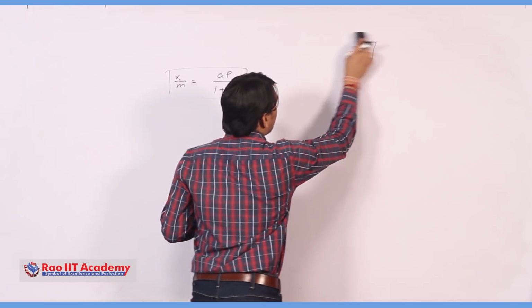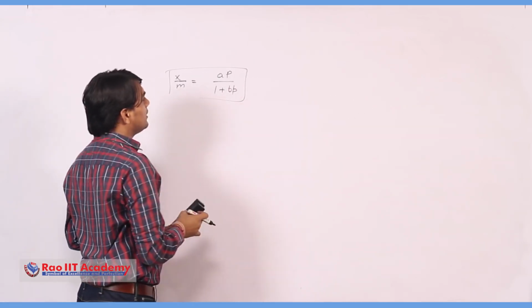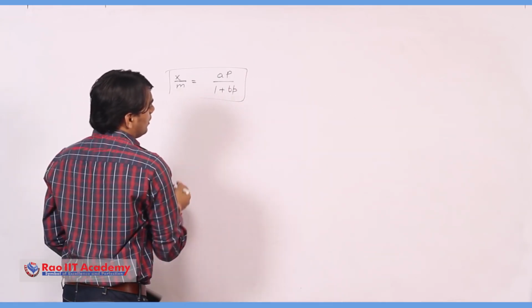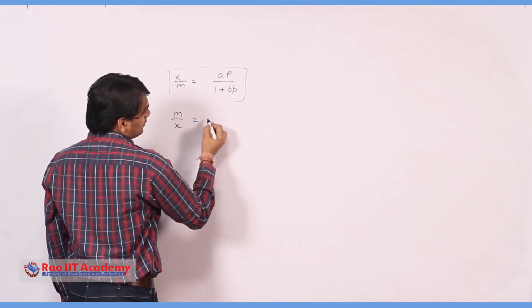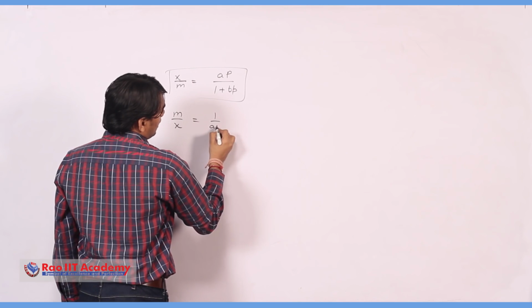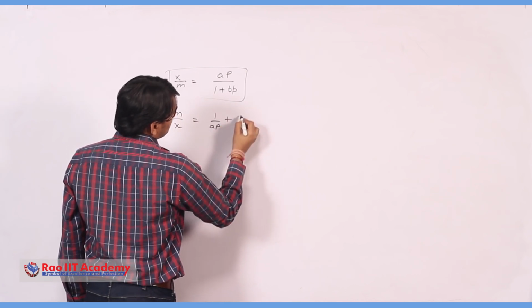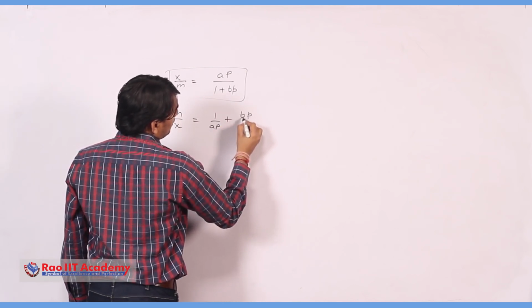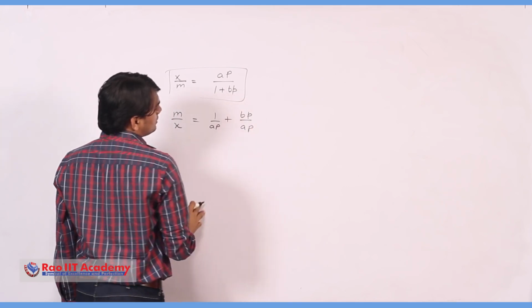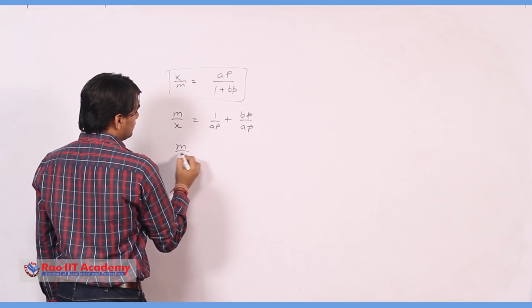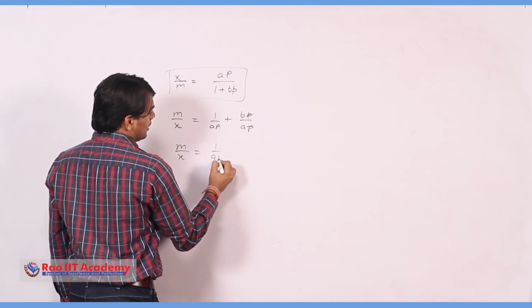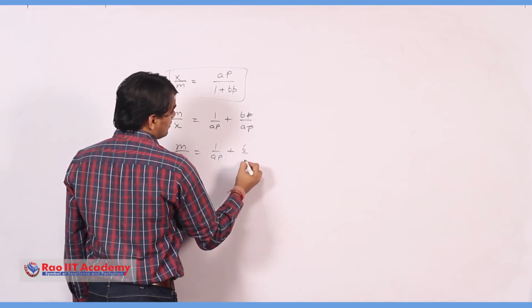The values of A and B can be calculated as follows. On taking the reciprocal of this, we will get 1 upon A p plus B p upon A p, or we can say B by A. P can be cancelled out. We got m by x is equal to 1 by A p plus B by A.